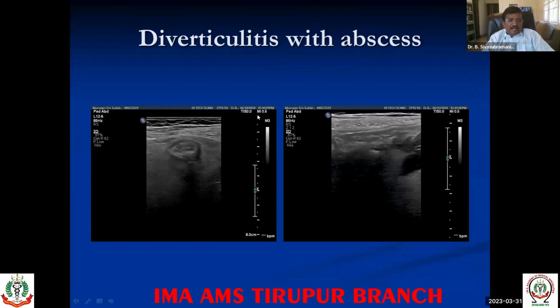So examination of the bowel is another difficult area in ultrasound. But when you use a high frequency probe and use compression, sometimes you will be able to diagnose a case like this where there's a diverticulitis involving the sigmoid colon. So sigmoid colon diverticulitis with abscess here. Okay, diverticulitis with abscess, diverticular abscess. You can diagnose certain pathologies if you focus and concentrate with a high frequency probe.